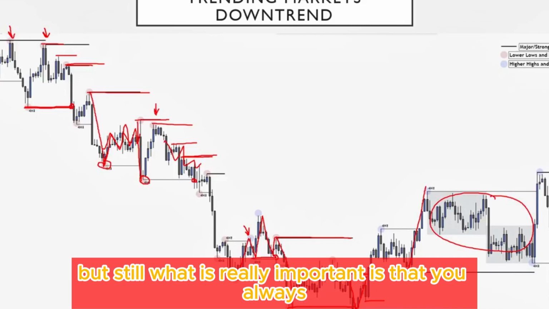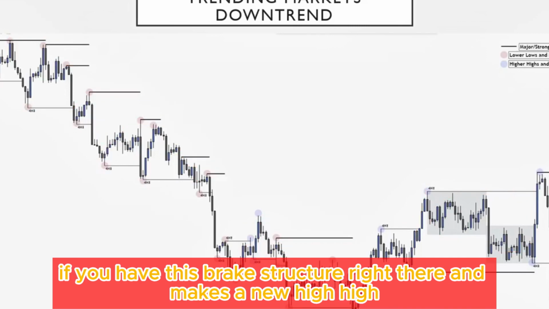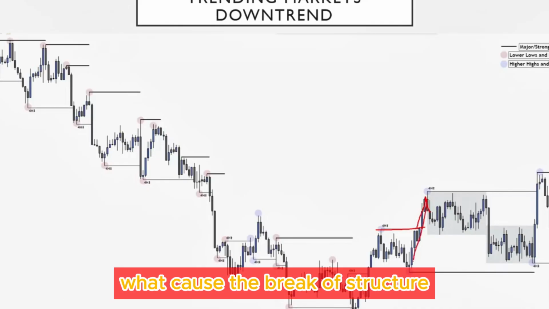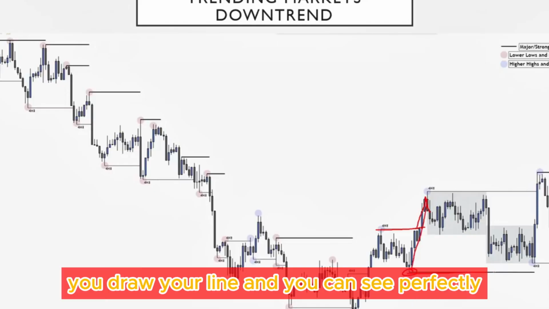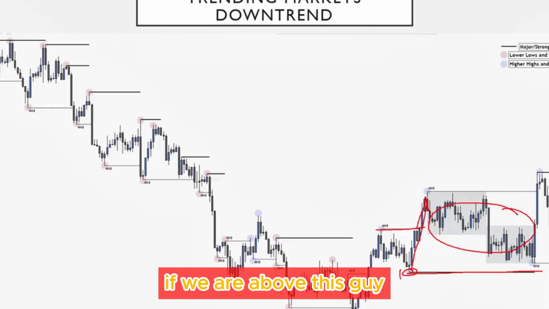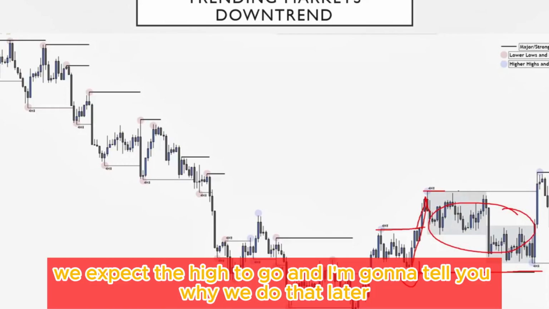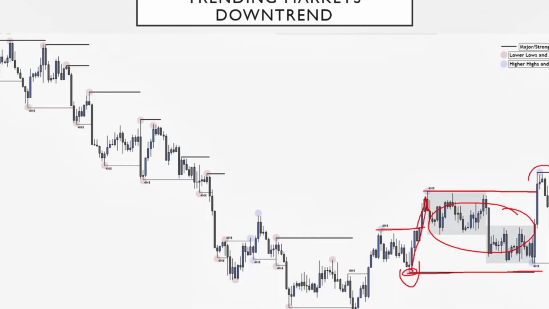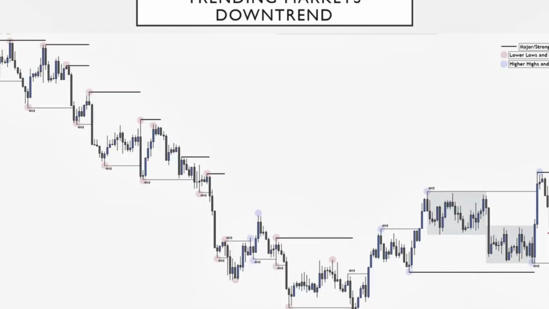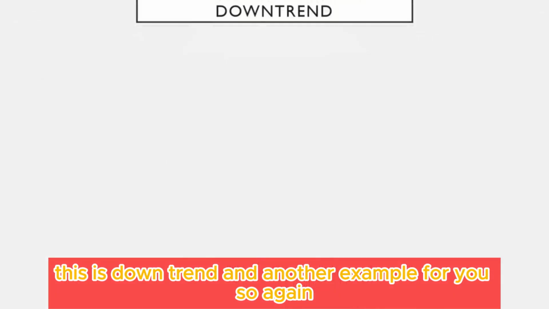But still, what is really important is that if you have this break of structure right there and it makes a new high, what is the high or low that caused the high? What caused the break of structure? You track it back. It's this guy. You draw your line and you can see perfectly, doesn't matter what we do. If we are above this guy, we expect the high to go, and I'm going to tell you why. We do that later. Got taken and then we reversed. Okay, so very nice example. This is downtrend.